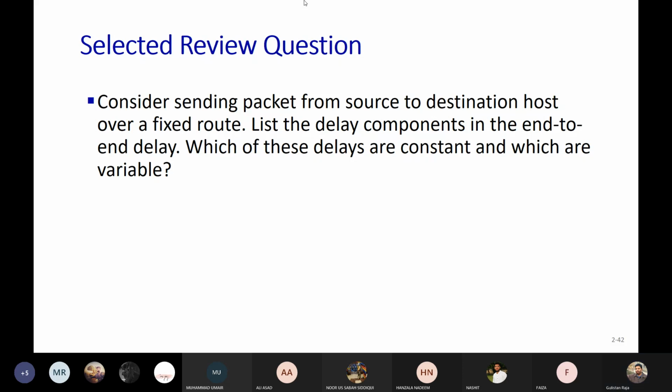Consider a packet from source to destination over a fixed route. So which delays will there be? Which delays are constant and which are variable? Sir, queuing delay will be variable. And in total, how many delays were there, if you remember? Sir, 4 delays. There were 4 delays, and what were those? Besides queuing delay, 3 remain: transmission delay, processing delay and propagation delay. Yes, right, you are right.